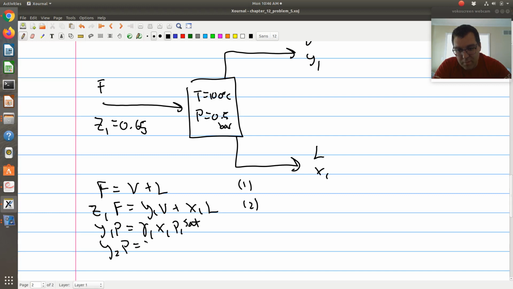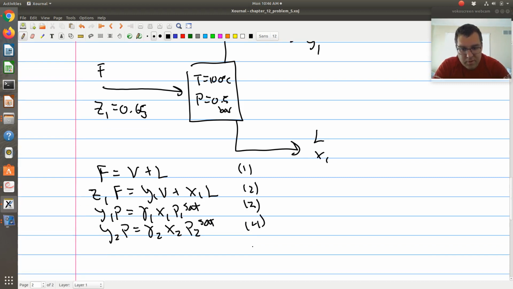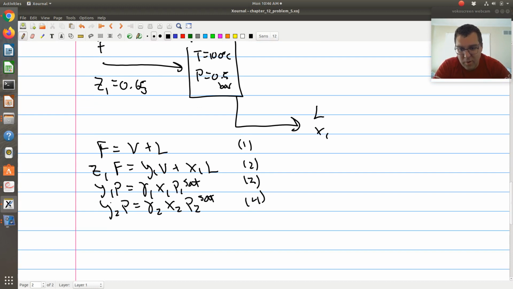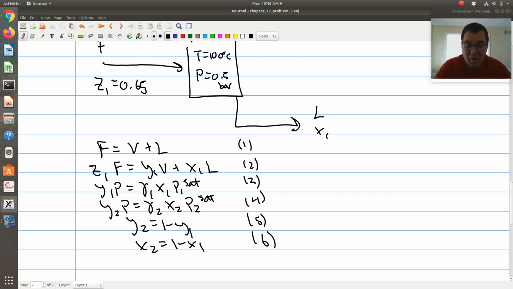Y2P is equal to gamma 2 X2 P2 sat. Okay, 3 and 4. And then to be rigorously correct, since I have Y2 and X2 in here, I can use my constraint equations. Y2 is 1 minus Y1, and X2 is equal to 1 minus X1. Equations 5 and 6. Okay, so I have 6 equations.